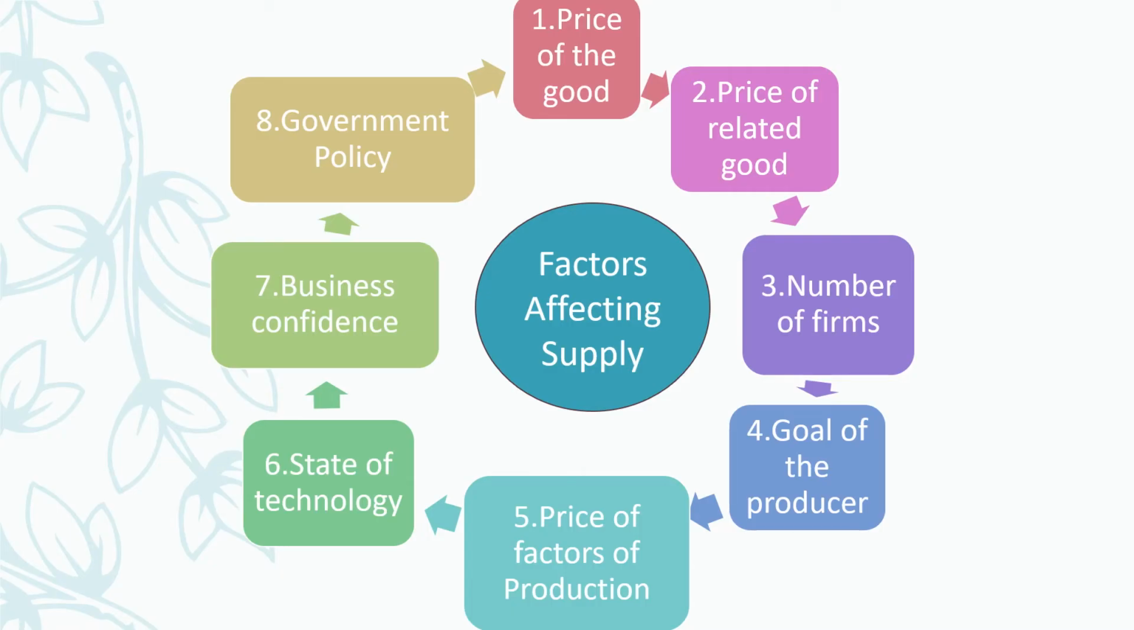Before we move on to studying the law of supply, let us first summarize the factors of supply that we have discussed today. We have studied just 8 factors of supply, but there are many more factors that can affect supply. So let us just revise them before we go on to the law of supply. First one is price of the commodity or good, price of related goods, number of firms, goal of the producer, price of factors of production or cost of production, state of technology, business confidence, and government policy.